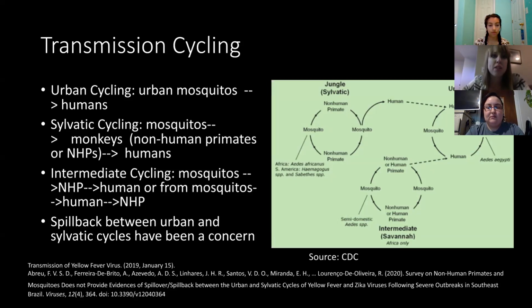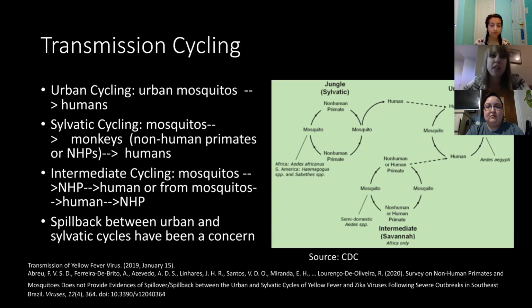The urban cycle was the first cycle to be discovered in the 1700s, when a large number of infections began appearing in the port cities. In the urban cycle, transmission occurs between mosquitoes and humans. The virus is brought into urban areas by a viremic human who became infected after spending time in the jungle.